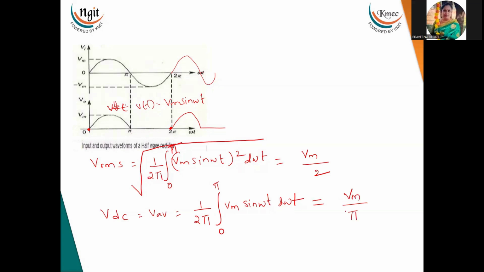Now, this is the analysis for the RMS and average values for the half wave rectifier. So, in the next class, we will study the parameters.